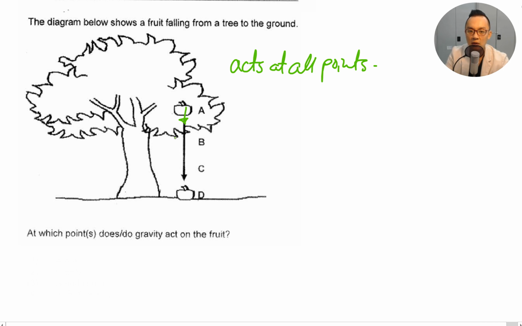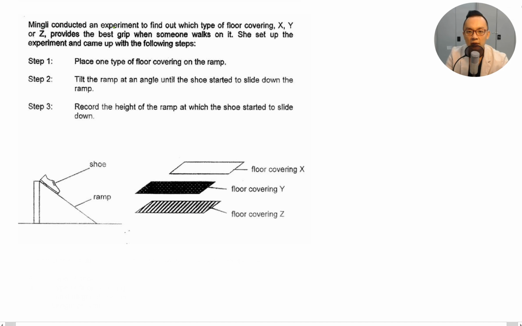So there is gravity acting on this. When the apple drops here, there's gravity here. Apple here, there's gravity here. There's also gravity here. Okay, so gravity acts at A, B, C, and D, which is all points on the fruit.